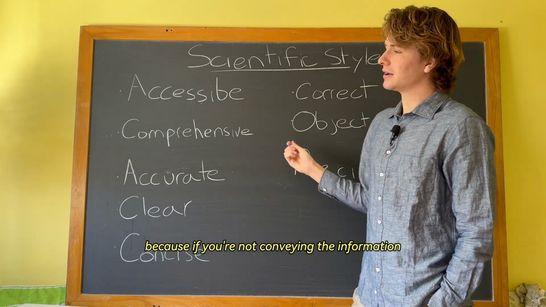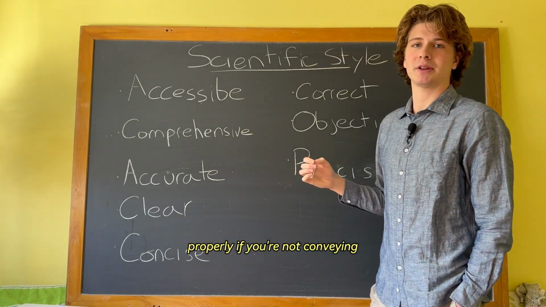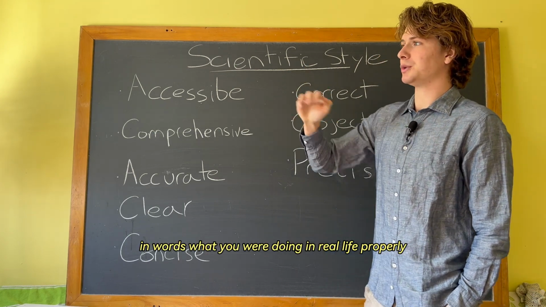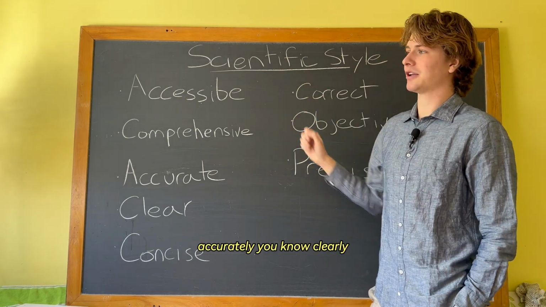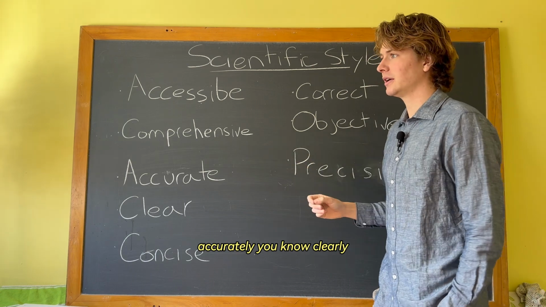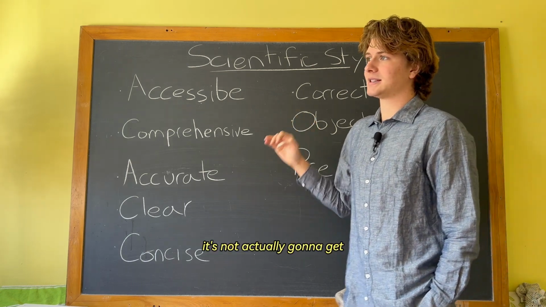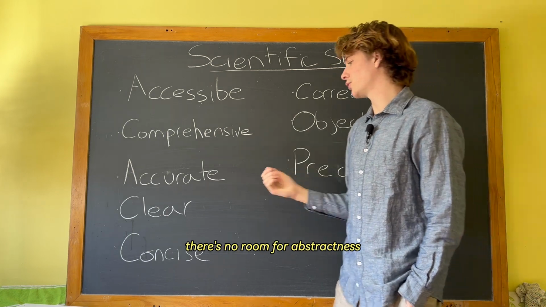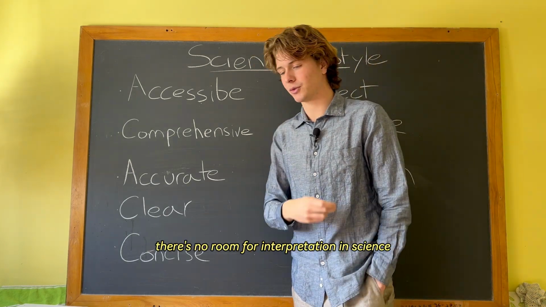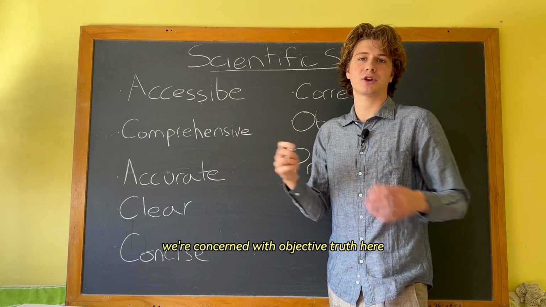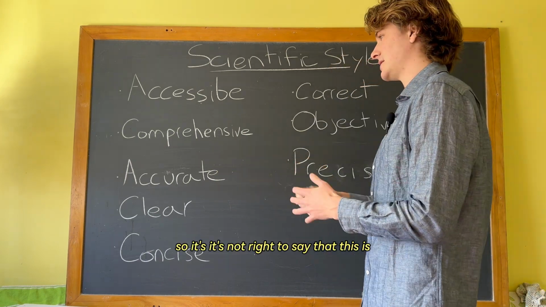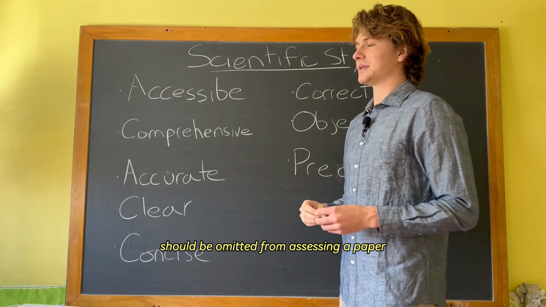Because if you're not conveying the information properly, if you're not conveying in words what you're doing in real life properly, accurately, clearly, it's not actually going to get interpreted in the right way, right? There's no room for abstractness. There's no room for interpretation in science. We're concerned with objective truth here. So it's not right to say that this should be omitted from assessing a paper, right?